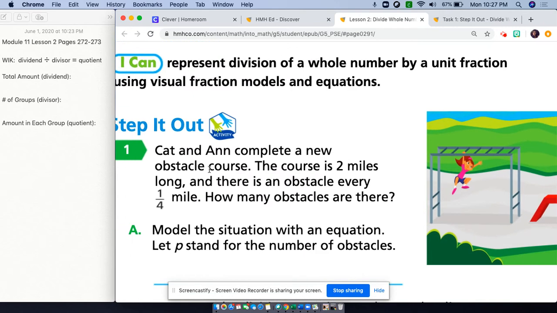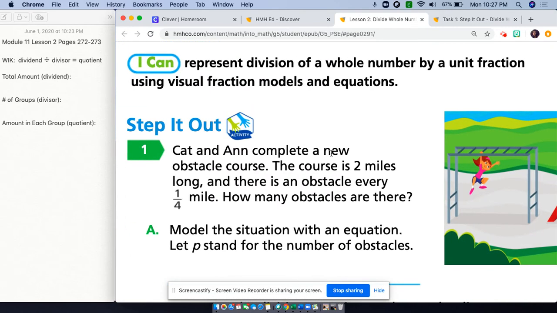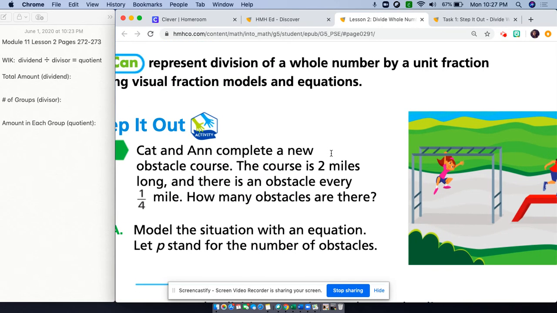Okay, so number 1 for the step it out says that Kat and Ann complete a new obstacle course. The course is 2 miles long. There is an obstacle every quarter mile. How many obstacles are there?